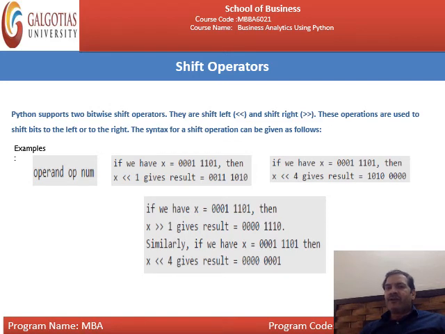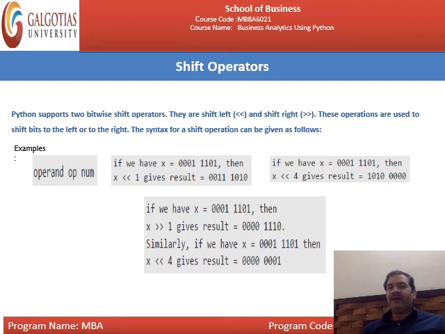These operators are used to shift bits to the left or to the right. The syntax for a shift operation can be given as follows. You simply write the operand, for example A. Then the operator, either left shift or right shift. Then the number, which is how many bits will be shifted either to the left side or to the right side.